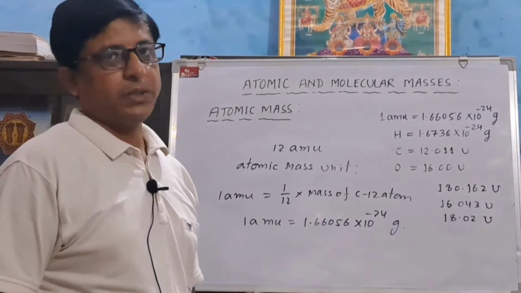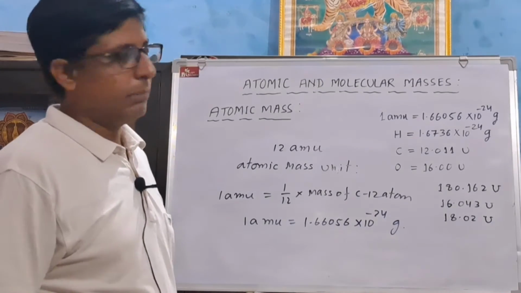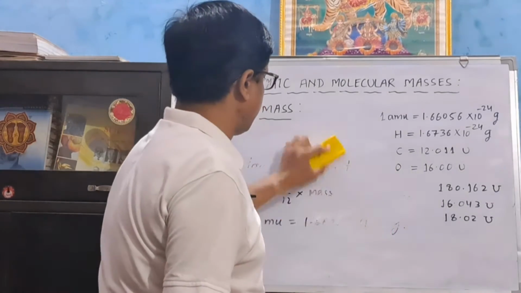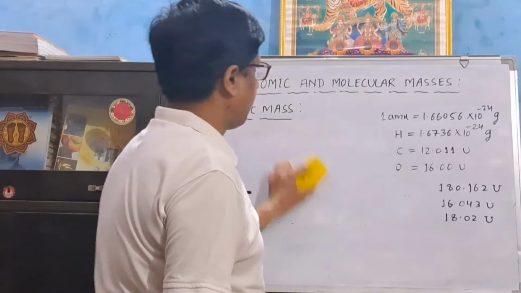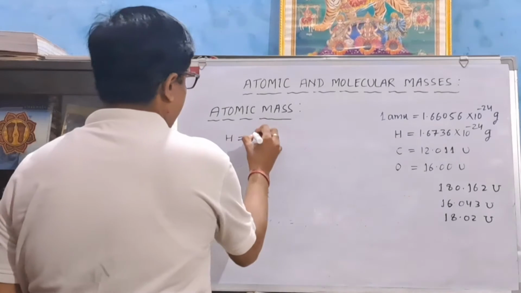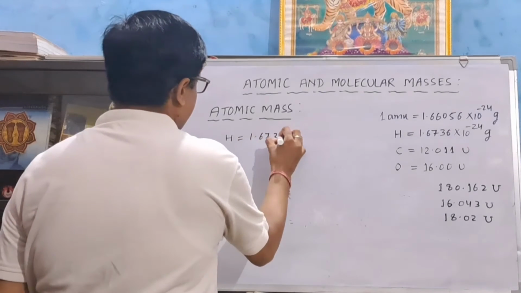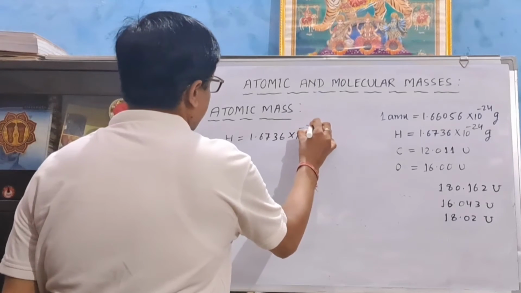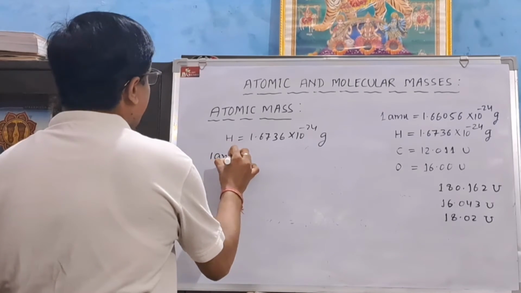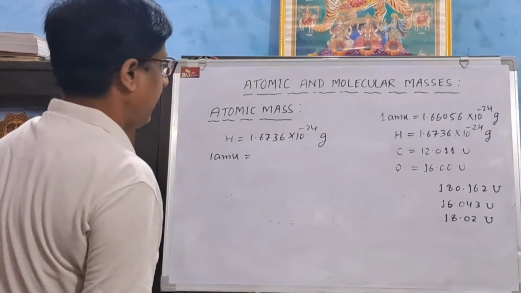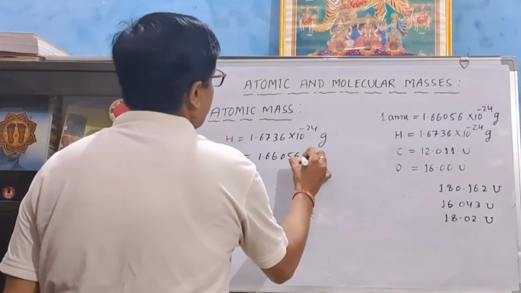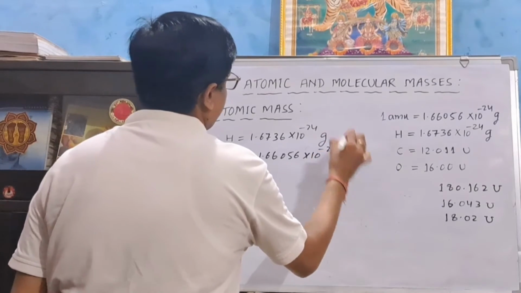Now the mass of one hydrogen atom has been determined by the mass spectrometry technique, and it comes out to be 1.6736 × 10^-24 gram. And 1 amu, as I have discussed here, is equal to 1.66056 × 10^-24 gram.